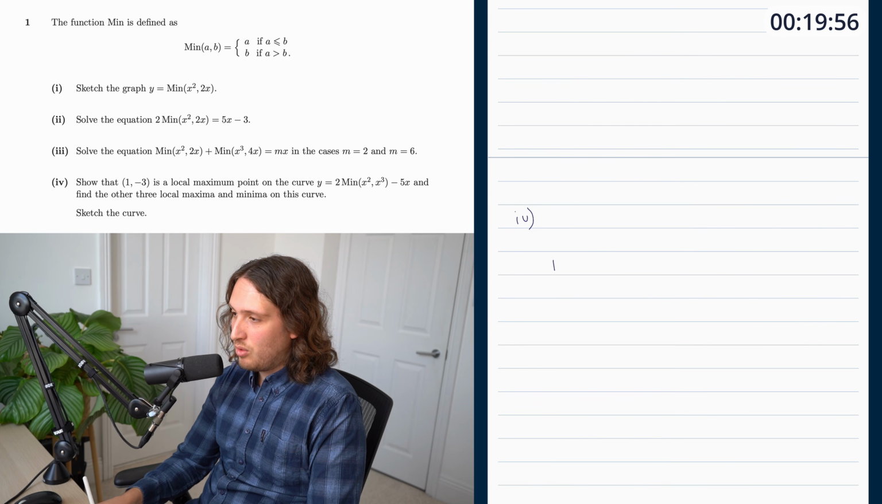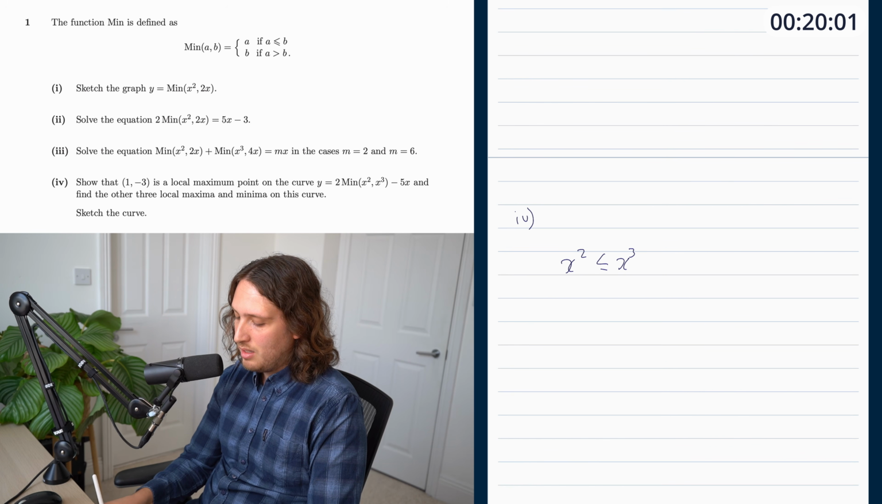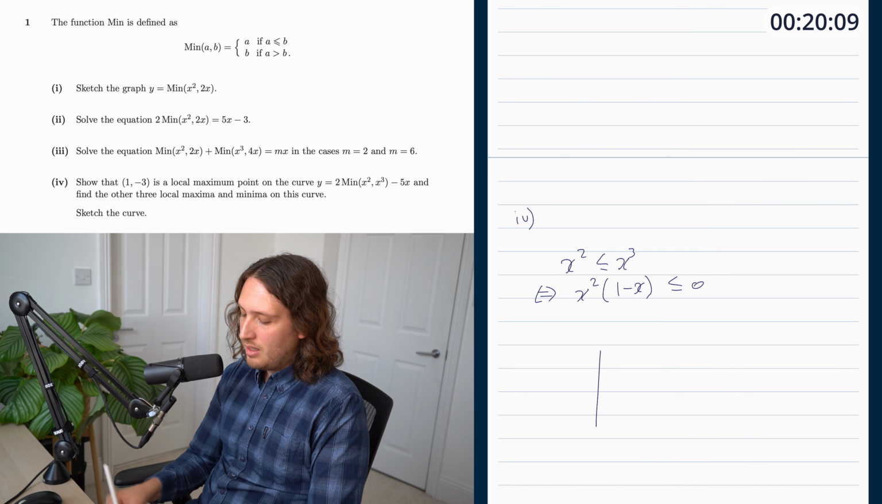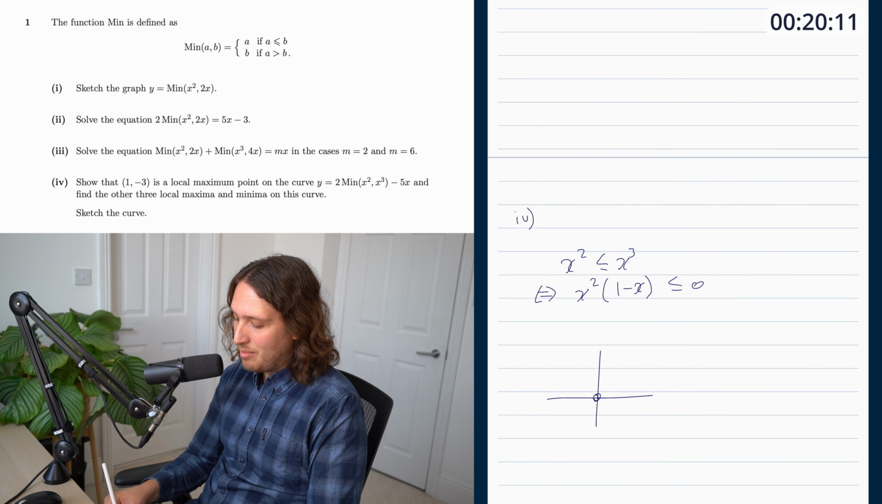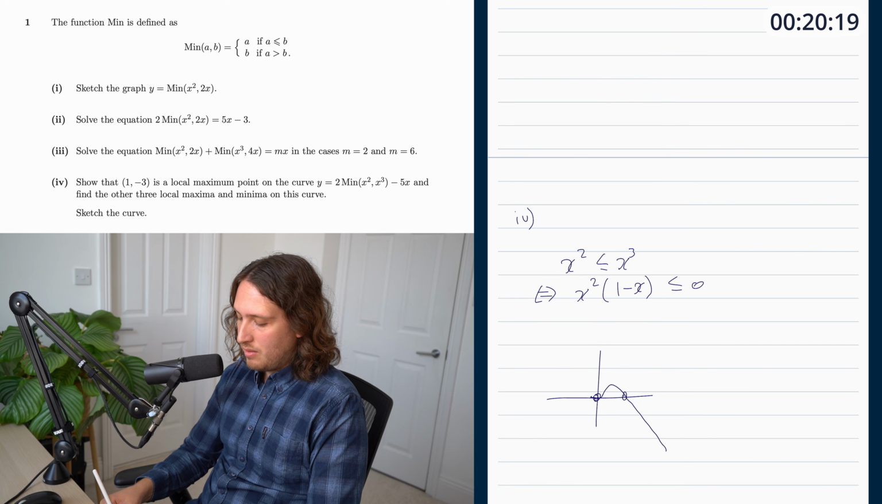So part 4, well, when is it the case that x squared is less than or equal to x cubed? Well, that's equivalent to x squared times 1 minus x less than or equal to 0. Again, for my sanity and the examiner's, let me actually draw this. It's a negative cubic this time. It touches at 0. It cuts at 1. So something like that. So that is true when x is 0, and also when x is greater than or equal to 1.